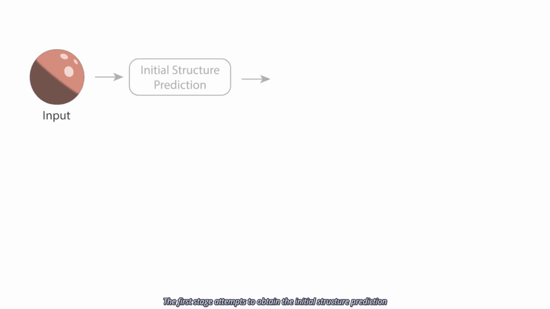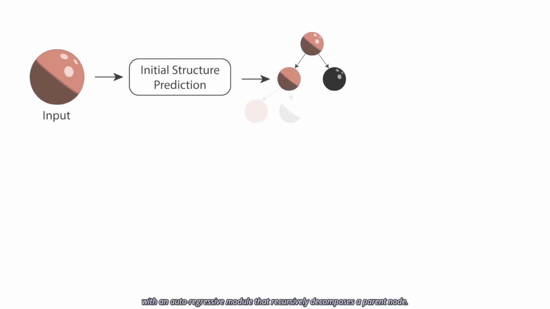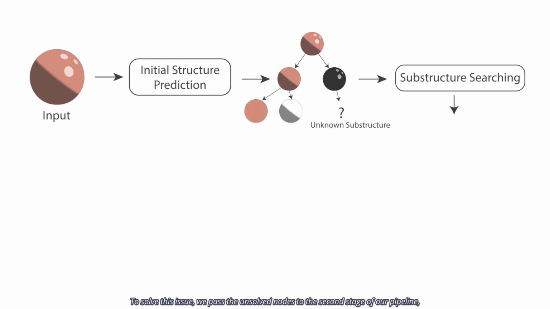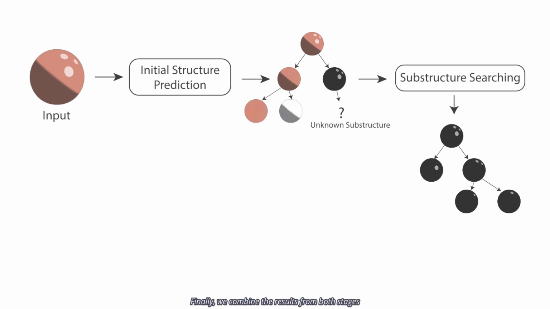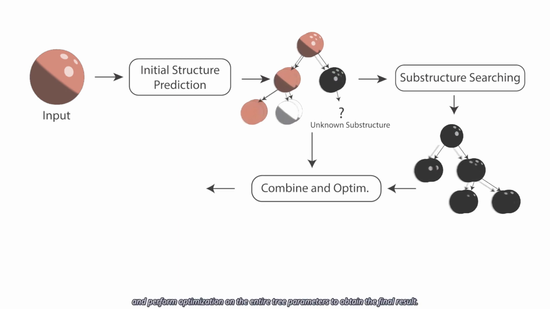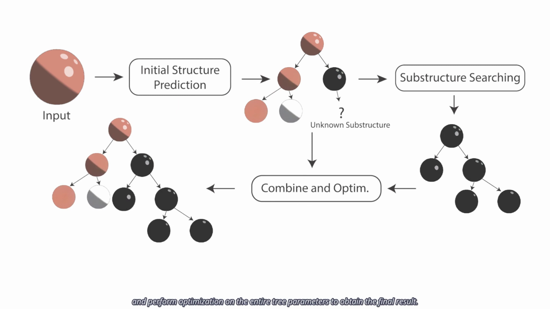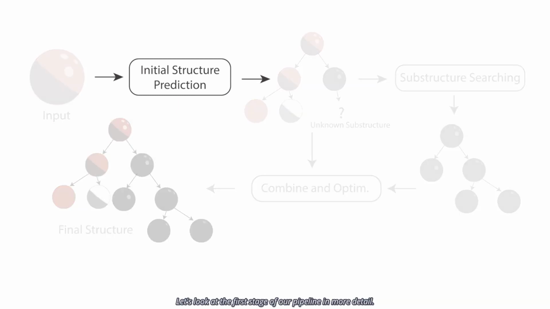The first stage attempts to obtain the initial structure prediction for a given input using an amortized inference module. This step is performed in a top-down recursive manner, with an autoregressive module that recursively decomposes a parent node. The result of this stage is a promising initial guess for the shade tree. There remain some nodes that are not decomposed successfully. Thus, these nodes have unknown substructures. To solve this issue, we pass the unsolved nodes to the second stage of our pipeline, where we search over all possible structures and find the optimal substructure. Finally, we combine the results from both stages and perform optimization on the entire tree parameters to obtain the final result. Let's look at the first stage of our pipeline in more detail.